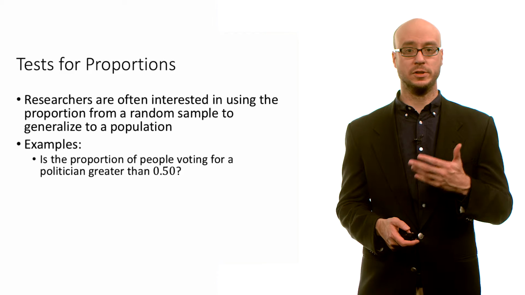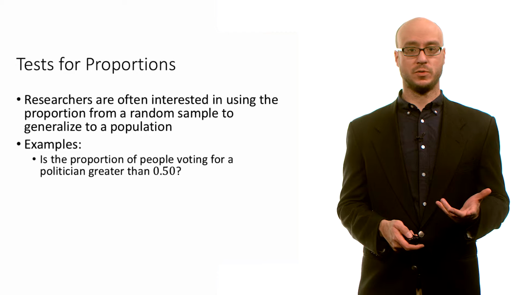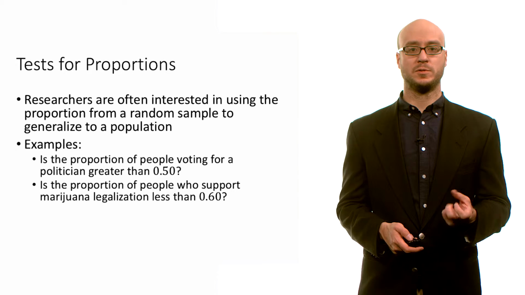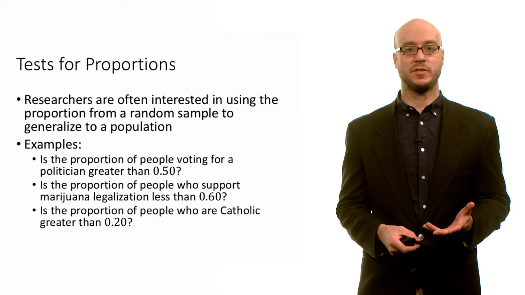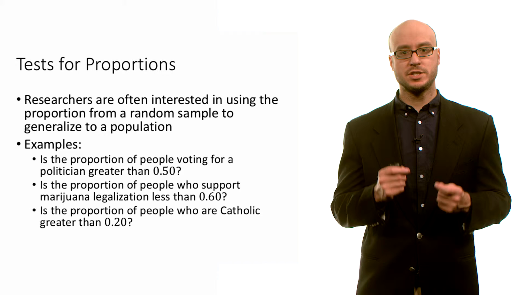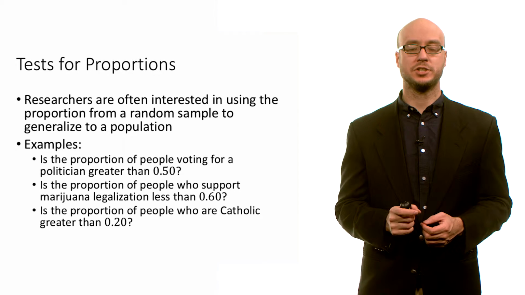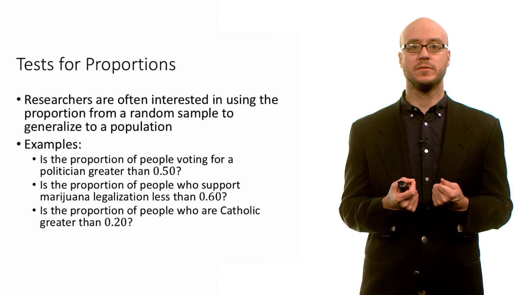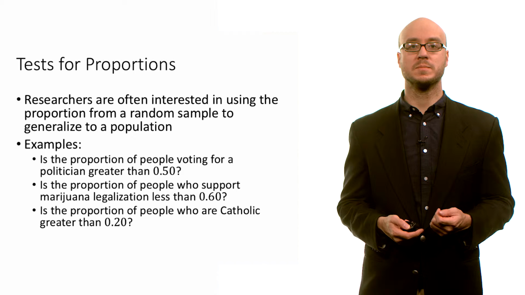So examples include, is the proportion of people voting for a politician greater than 0.5? Is the proportion of people who support marijuana legalization less than 0.6? Is the proportion of people who are Catholic greater than 0.20? In each of these examples, there's some claim made about a proportion in the population. We're interested in using a random sample of data and a sample proportion from that random sample to test these claims about proportions in the population. We conduct the one-sample z-test for a sample proportion to test these kinds of claims.